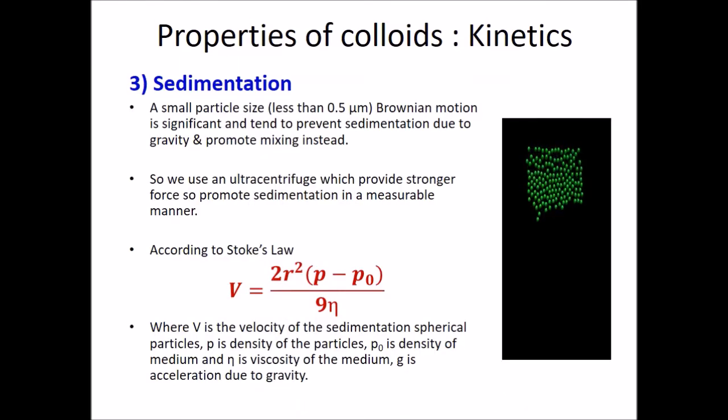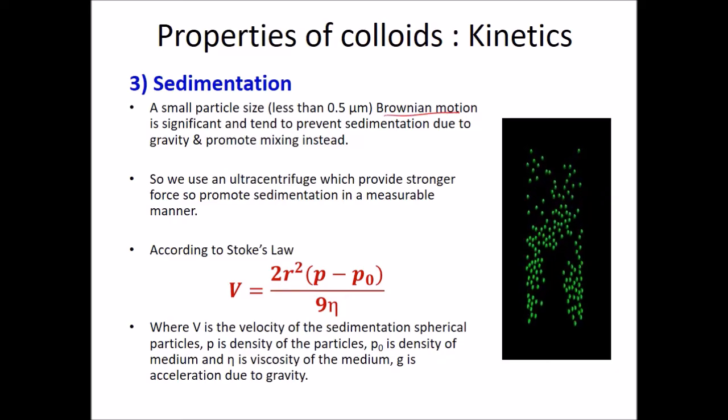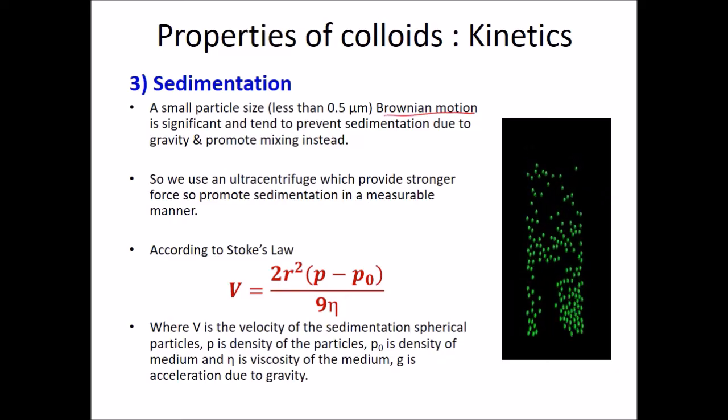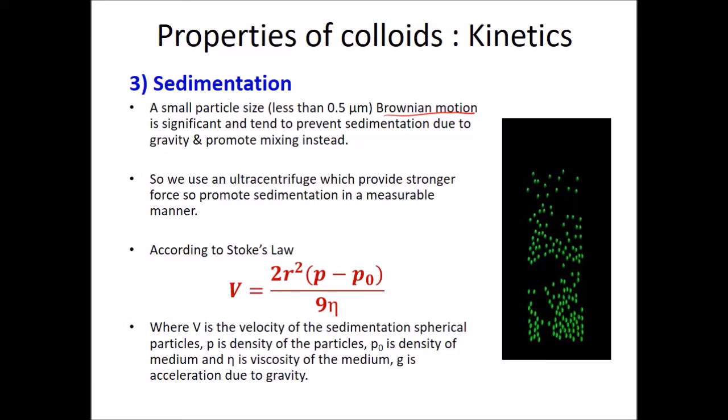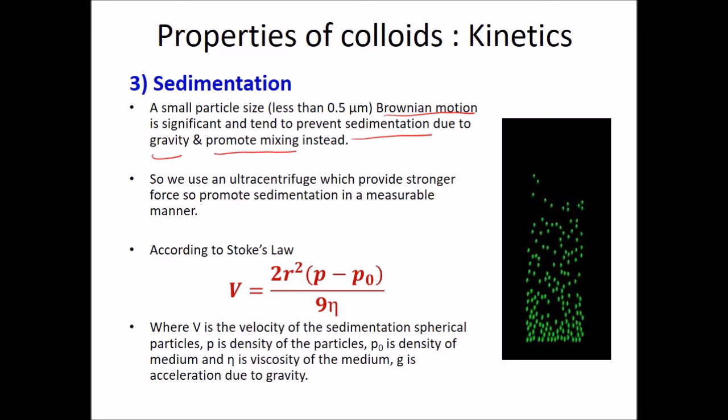The third kinetic property of colloids is sedimentation. Small particles, let's say less than 0.5 micrometer, tend to have Brownian motion. When they have Brownian motion, they have significant zigzag pathway movement, and they tend to prevent sedimentation due to gravity, and they will promote mixing instead. So please recall that colloid solutions have the kinetic property of Brownian motion.